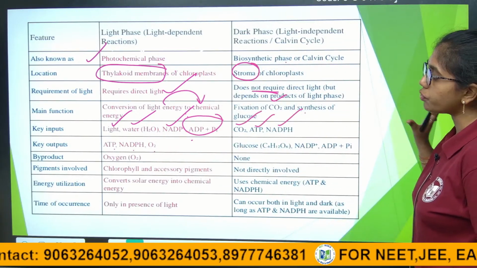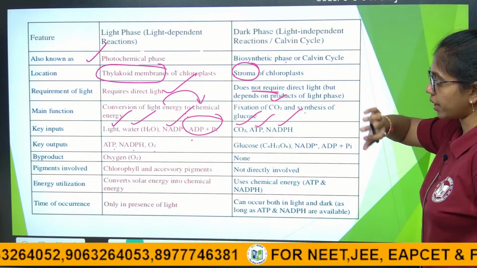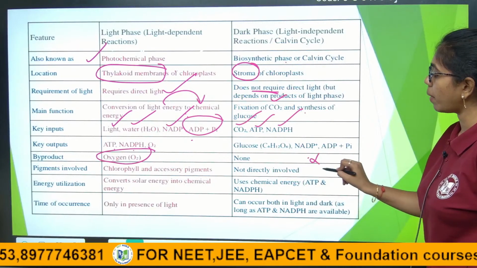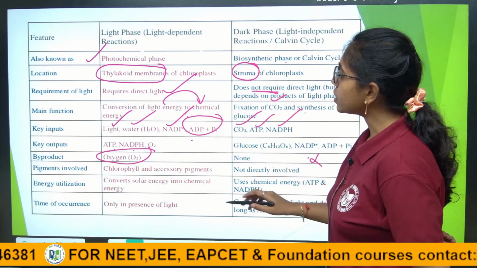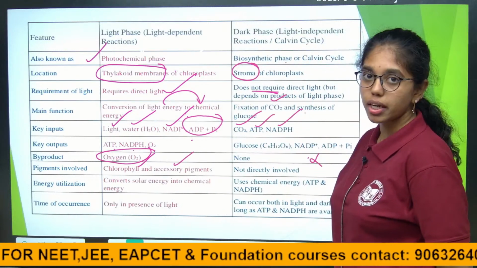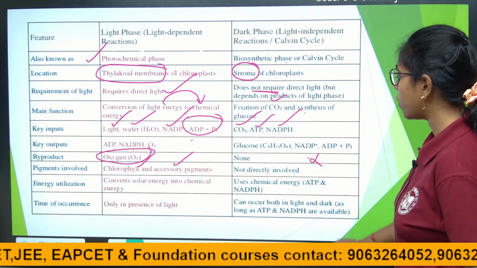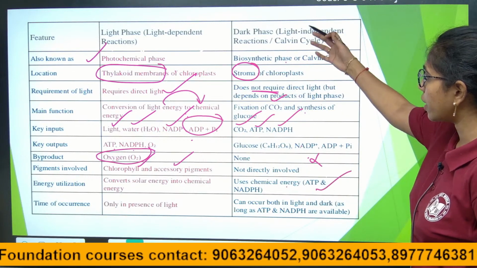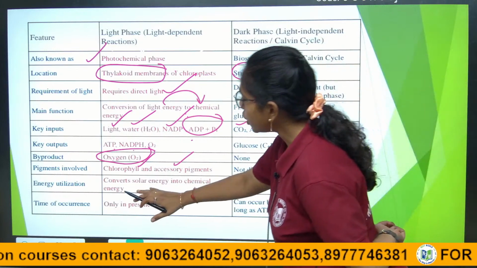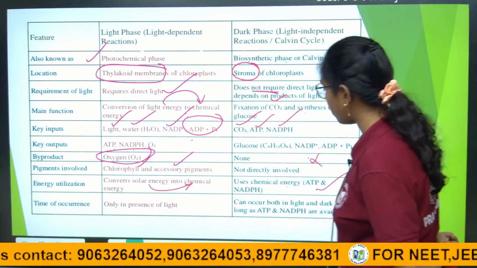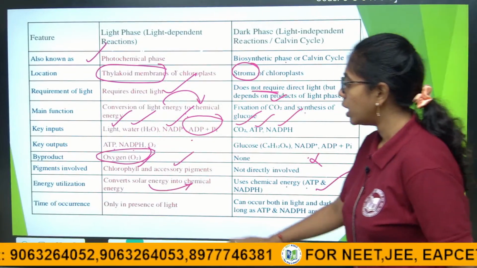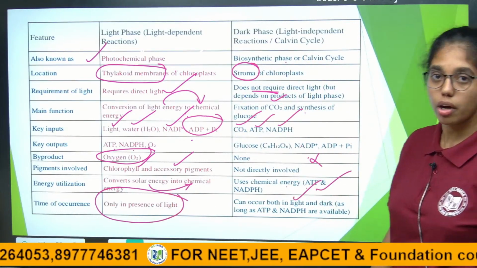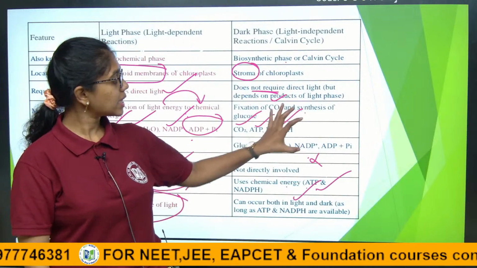Glucose is formed as the end product of the dark reaction. The byproduct released in the light reaction is oxygen. There is no byproduct in the dark reaction. Pigments involved are chlorophyll and accessory pigments like carotenoids and xanthophylls, while the dark reaction uses ATP and NADPH. The products of the light reaction are used for the dark reaction. Energy utilization: in the light reaction solar energy is converted to chemical energy, while in the dark reaction only chemical energy is used. Time of occurrence: the light reaction occurs only in the presence of light, while dark reactions take place both in the presence and absence of light. These are the key differences.